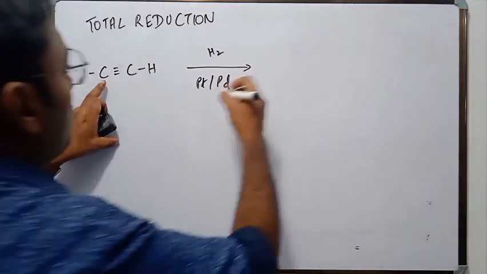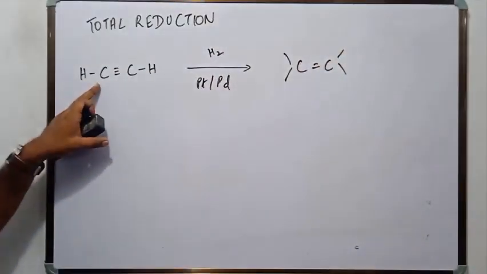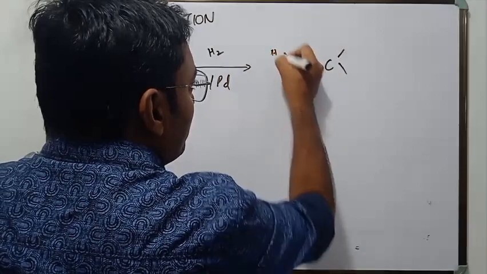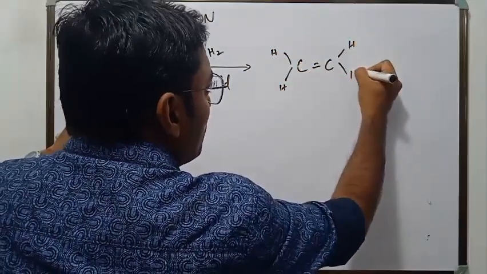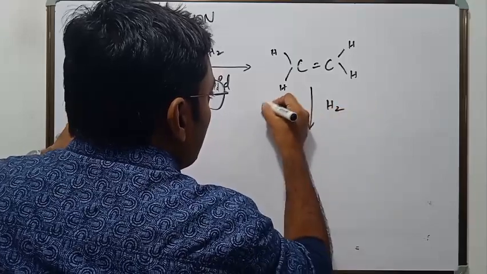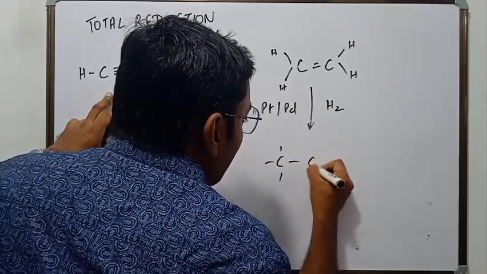And now what would happen? It will convert itself into alkene in the first step, and this alkene further converts itself into alkane.